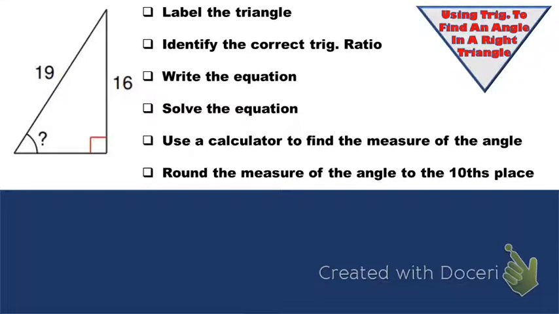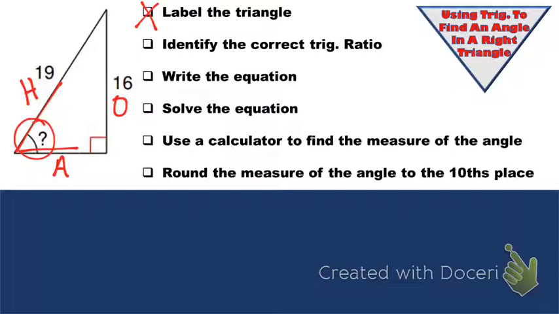The purpose of this video is to give you two examples to help you understand how to use trig to find an angle in a right triangle. The first step to finding the angle in a right triangle using trigonometry is to label the triangle. Here's our reference angle. The two sides of the reference angle are the hypotenuse and the adjacent, and the remaining side is the opposite.